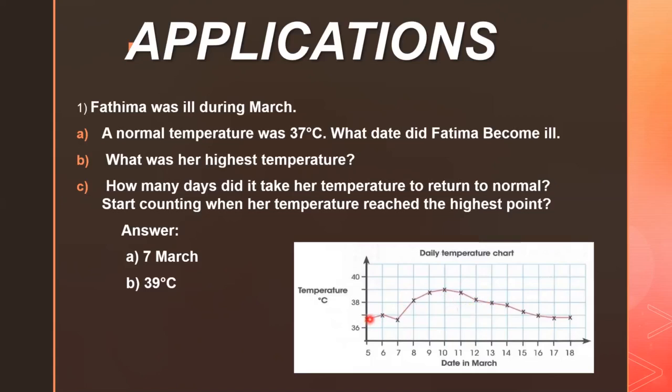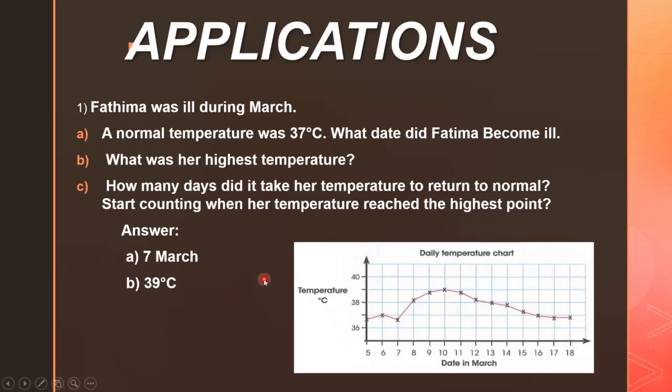So 37 degrees Celsius is this. Let's see. Yes, here it reaches 37 degrees Celsius. So how many days did it take? The question is not about which date, but how many days. So we have to start from the highest temperature. So that is 1, 2, 3, 4, 5, and 6. On the sixth day, it becomes normal temperature from the highest temperature.